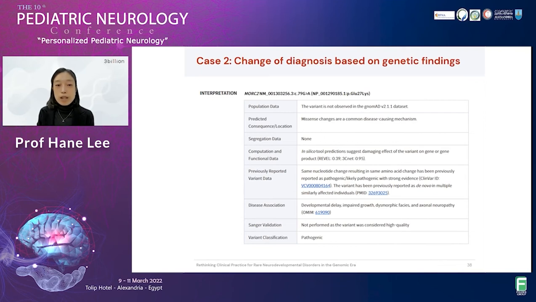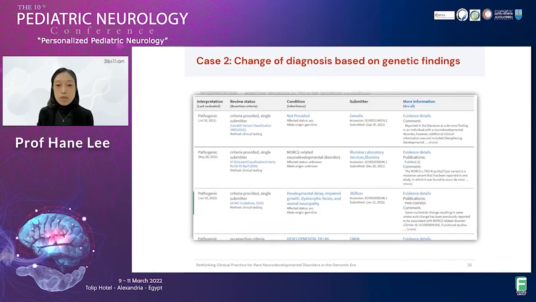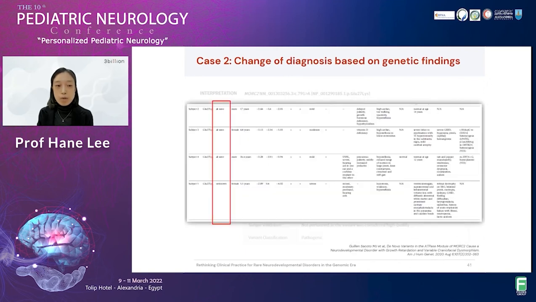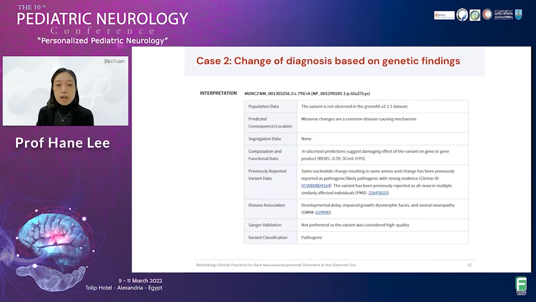This exact variant has been reported multiple times as disease-causing, and here are some of the entries in ClinVar. They were all submitted as pathogenic. And they have been reported as de novo in all the cases for which parental samples were available, as you can see here. This is from a paper. And again, most importantly, does the phenotype fit?